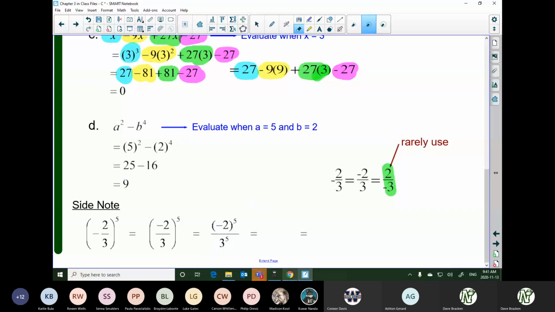And in our calculator, we can go -2 raised to the power 5 in brackets. And if you trust me, you'll get -32. Down below, you will get 243.